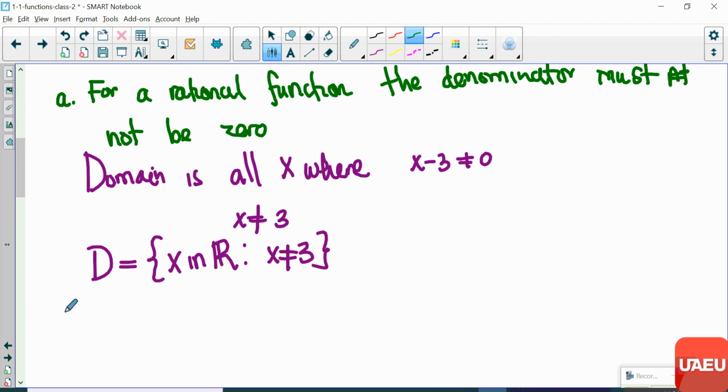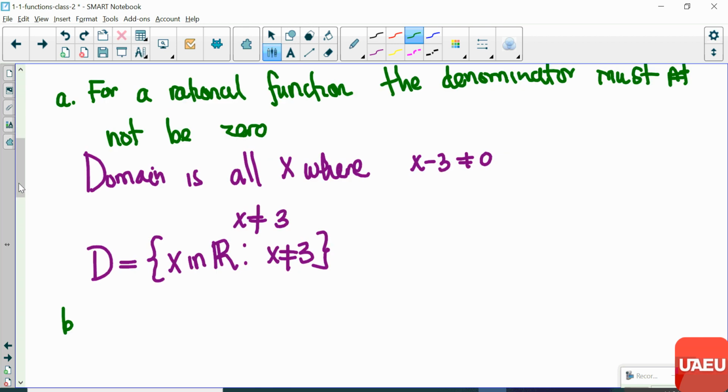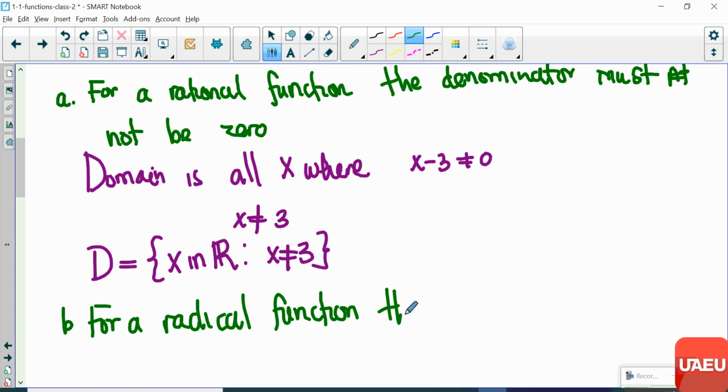Now, in the second case, what do we see? We've got g of t, which is equal to the radical of t minus 2. So this expression has a problem in only one case. The only challenge here is the following. For a radical function, the input must never be negative.